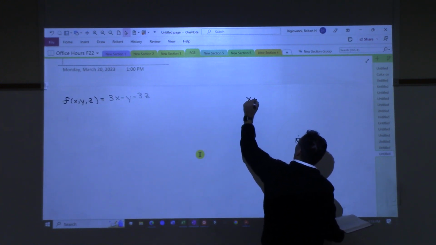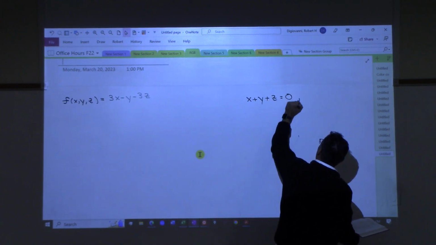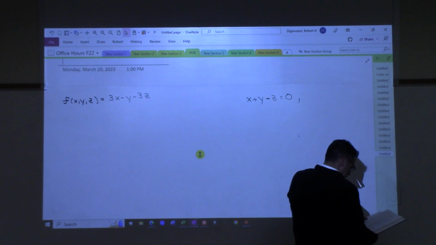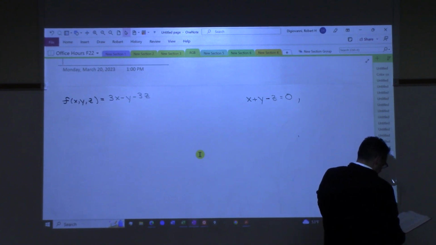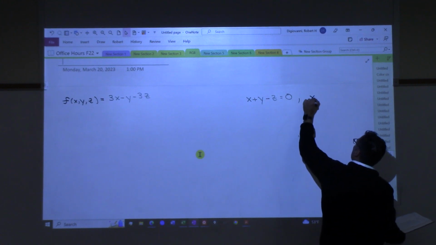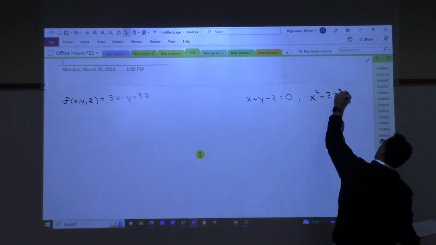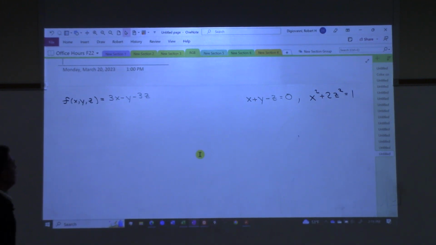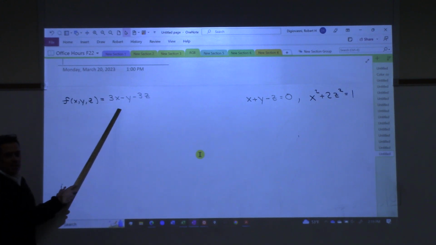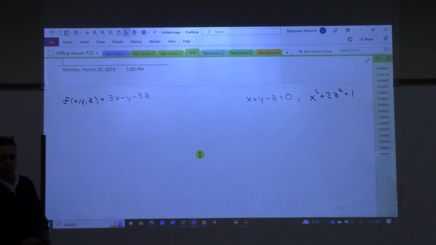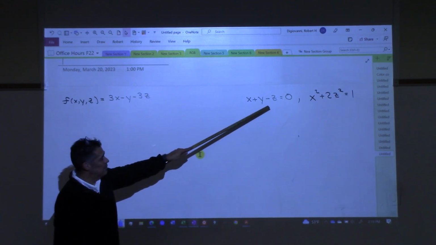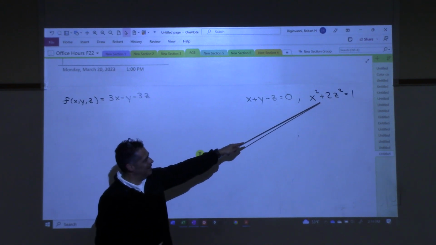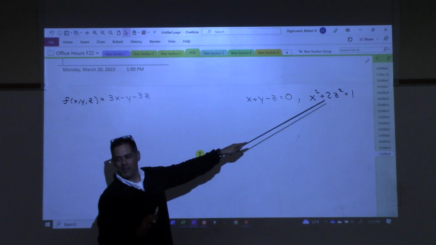I have the constraints x plus y plus z equals 0. That's my first constraint. Oh, no, sorry, minus z. And then the other constraint, x squared plus 2z squared equals 1. I want to know the biggest and smallest this function can be if I'm constrained to a plane and a almost circle, ellipse. It's an ellipse.